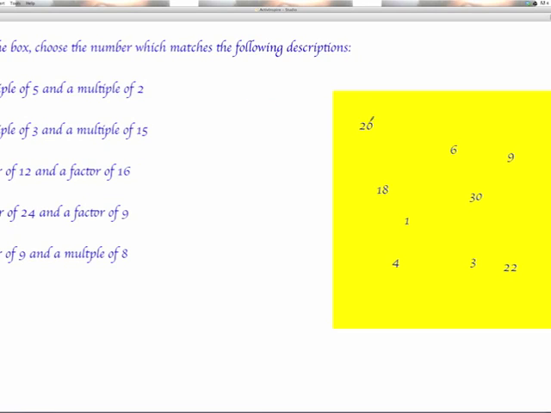So we know that 20 appears in both, and we know that 30 also appears in both the 5 and the 2 times tables. Okay, go through the rest of the questions, and here are your answers.